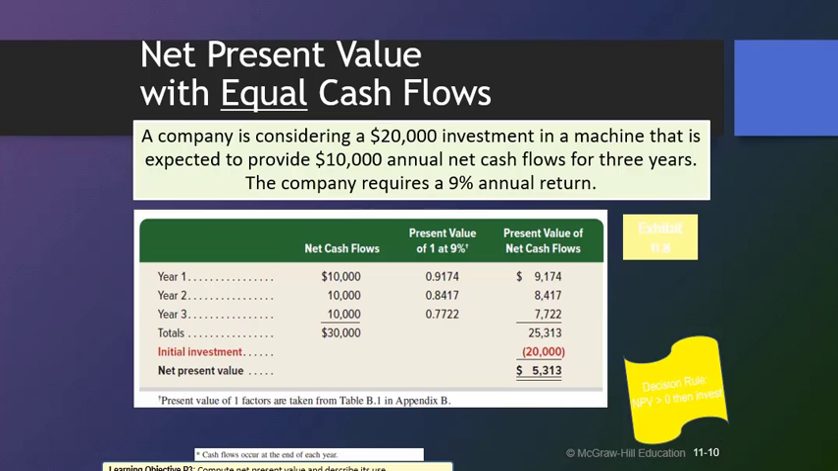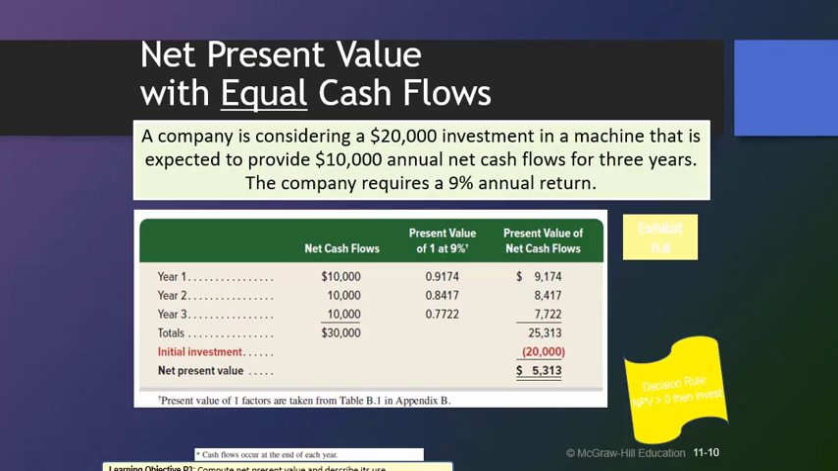Companies considering a $20,000 investment in a machine that's going to provide $10,000 in annual net cash flows for 3 years. The company requires a 9% annual return, okay? So 9% is key, okay? Now, what we're going to do is multiply those cash flows by their present value factors.